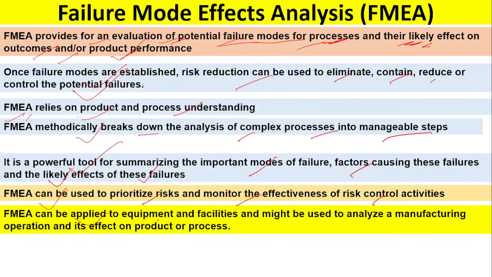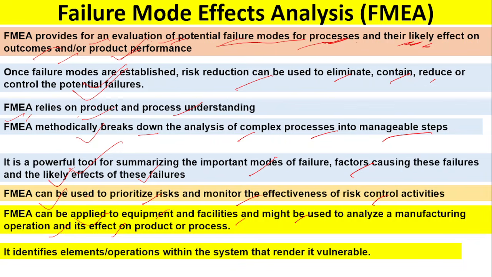FMEA can be applied to equipment and facilities and might be used to analyze a manufacturing operation and its effect on product or process. It identifies elements or operations within the system that render it vulnerable.